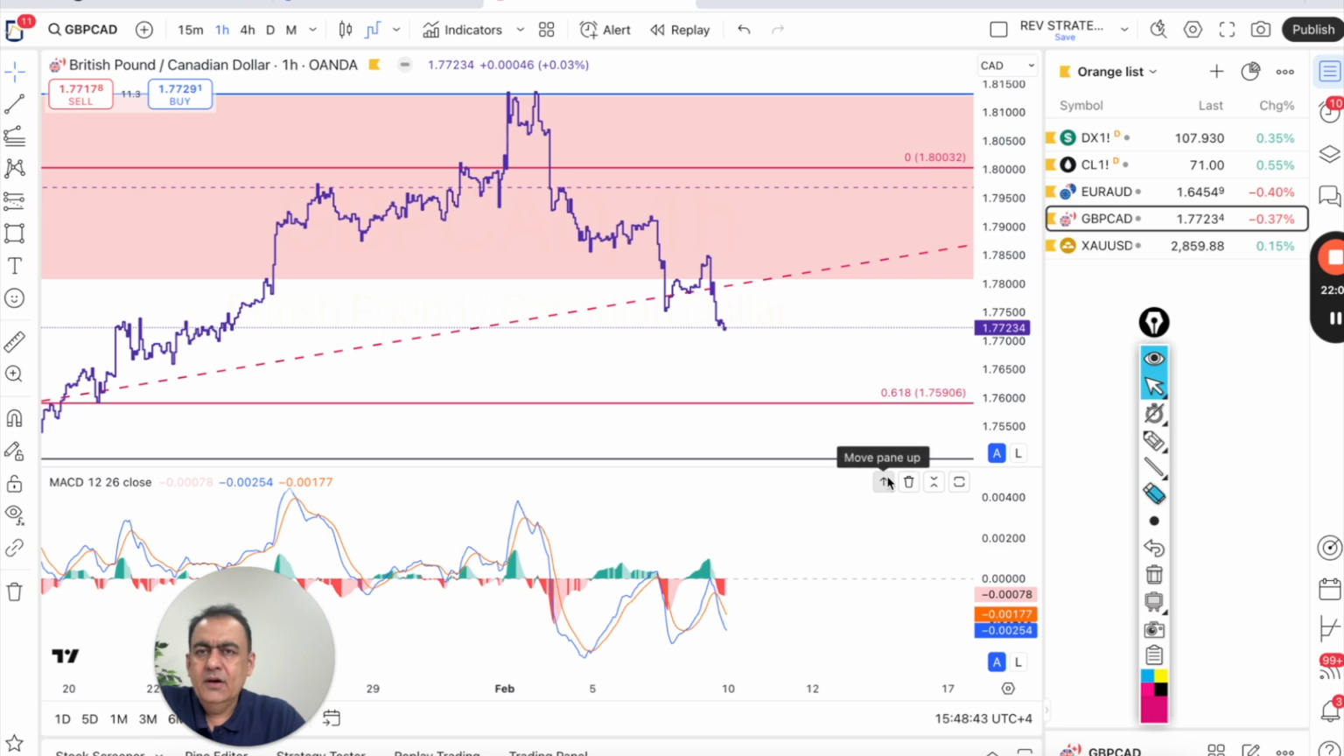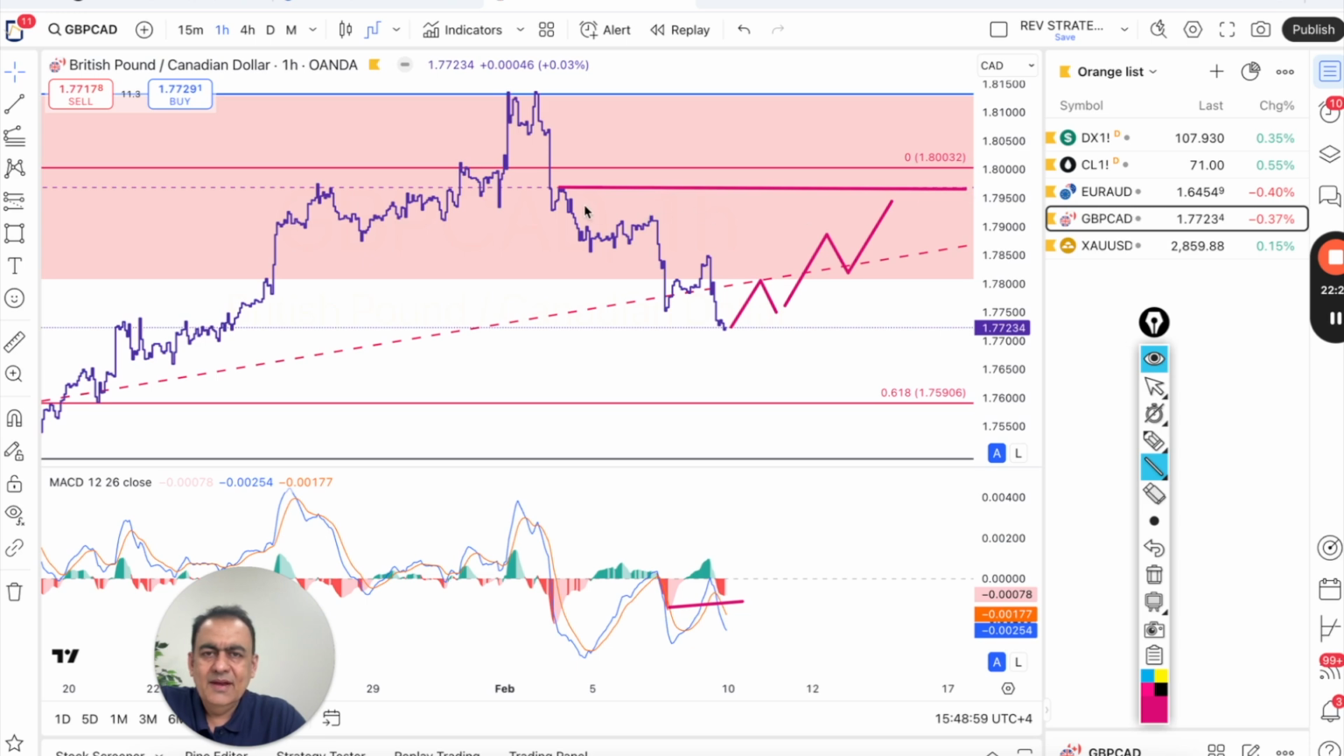Okay, now moving down to the 1 hourly chart, I can see that there is a potential of bullish divergence. So I'll be waiting for the pullback, and once I see it going back towards 1.7950, I'll plan for a sell trade.